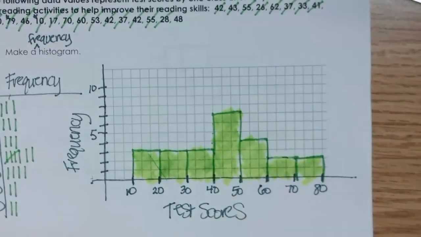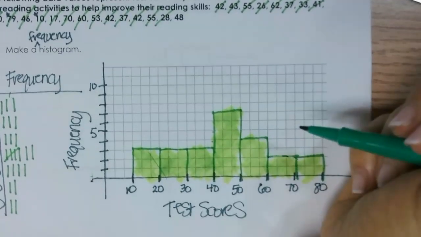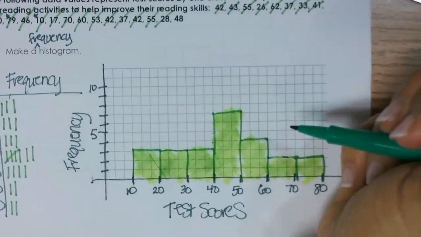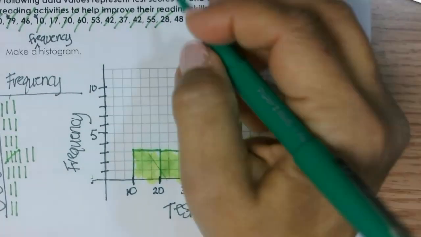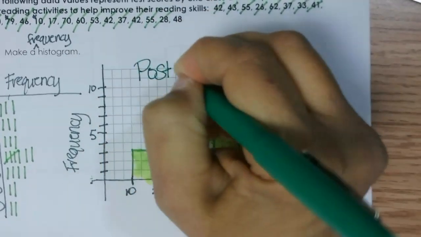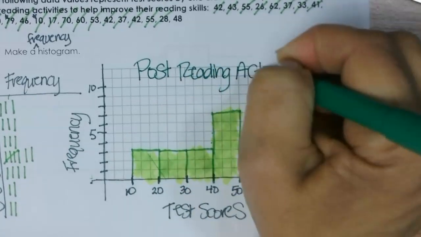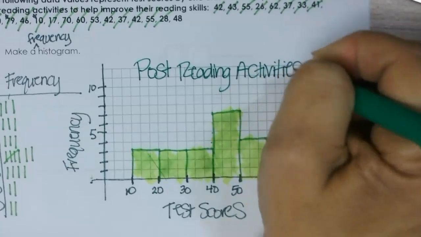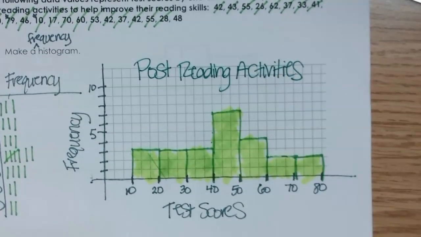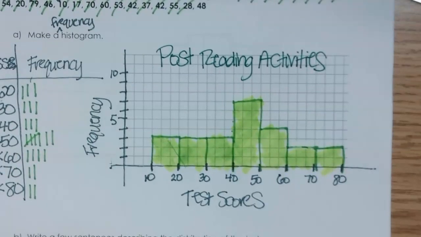Now there's one thing our histogram is missing. What could that be? That's right, a title. So let's see, this was after they received a series of reading activities. So we could say post reading activities. Not the best real descriptor there, but from what they gave us, then we're good. Okay? So that's a very nice histogram.